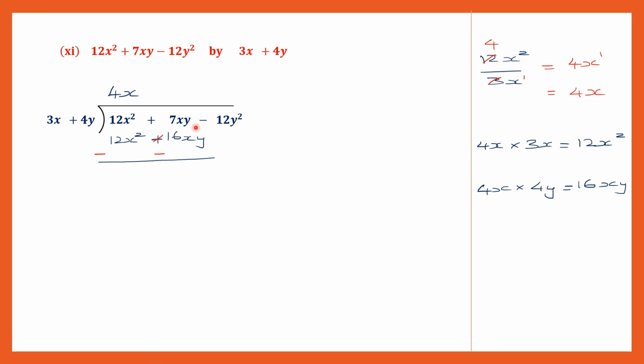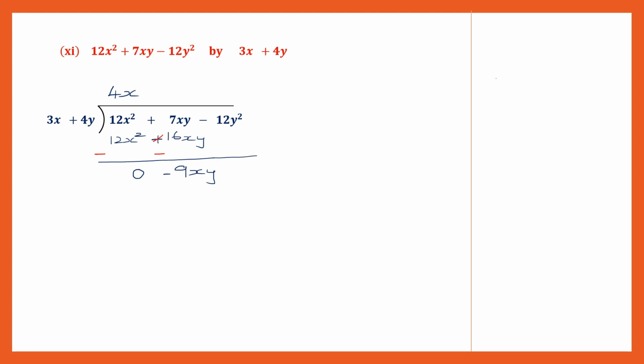Now plus 7xy minus 16xy. Plus 7 minus 16. I've taken only the numbers. Put the sign of the bigger number and subtract. 16 minus 7 is 9. So this becomes minus 9xy. And here, as you can see, plus 12x squared minus 12x squared will be 0. Now we bring down the next term, which is minus 12y square. So this is our new dividend.